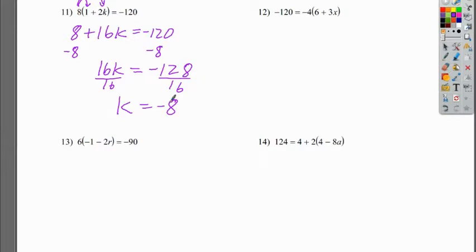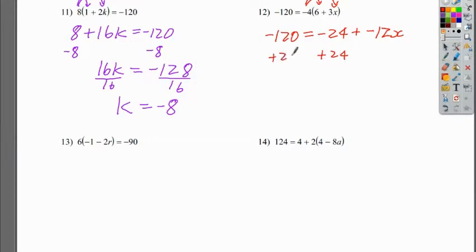k equals negative 8. Looking at the next one, we see that we're going to need to distribute this negative 4. So we'll be careful with that. We end up with negative 120. Negative 4 times 6 is negative 24. And negative 4 times 3 is negative 12. So negative 4 times 3x would be negative 12x.